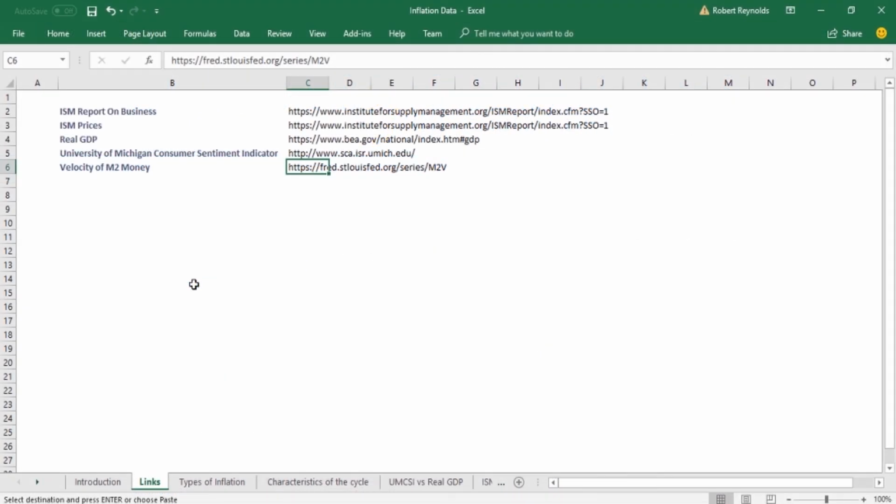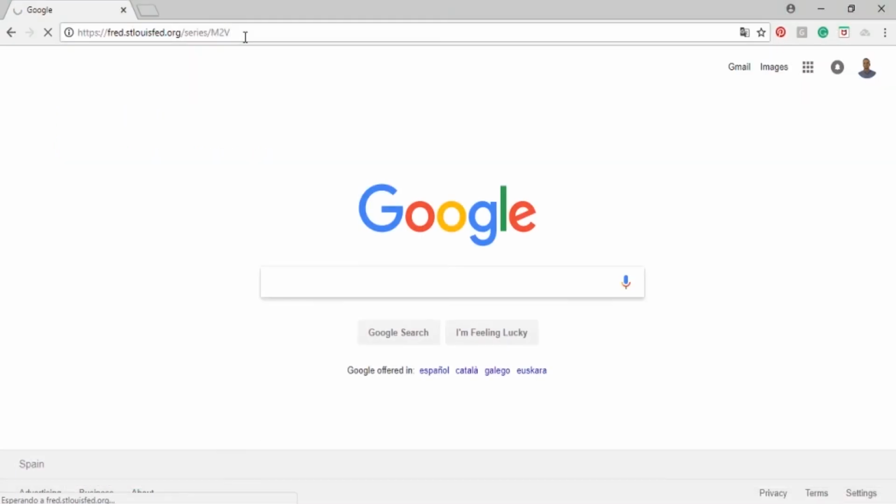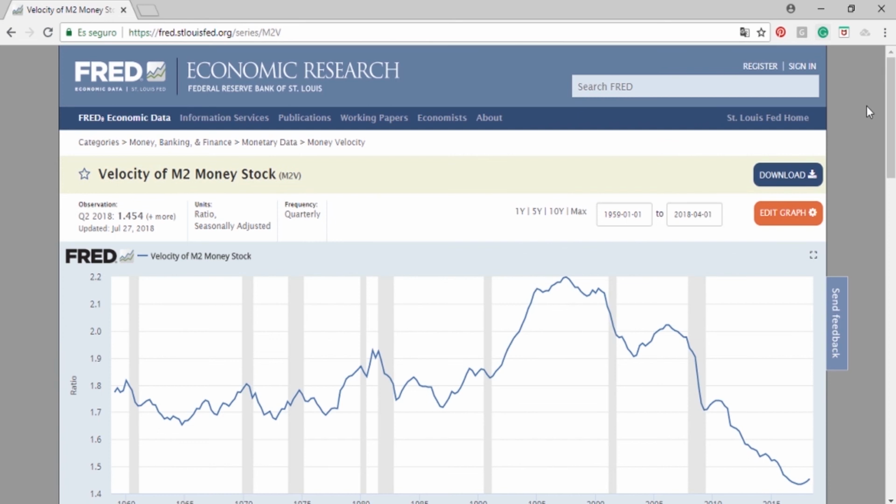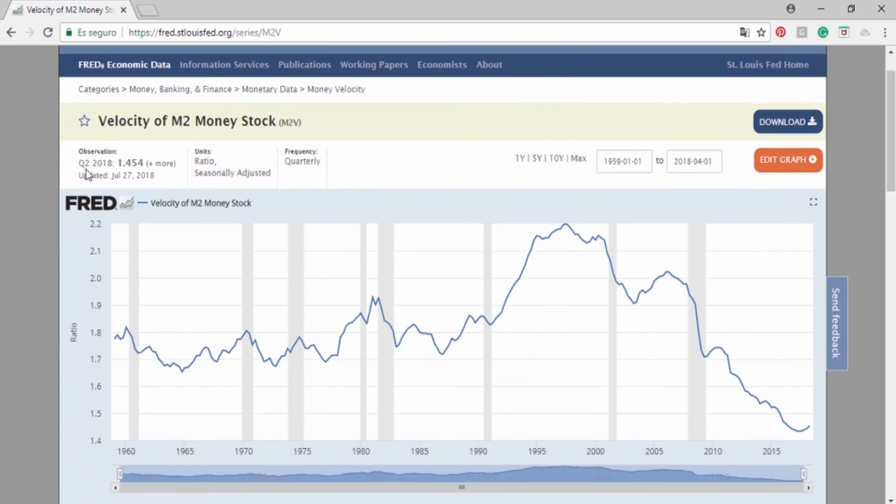And finally, the velocity of M2 money is on the St. Louis Fed page. So copy the link into the browser and it'll bring you to the St. Louis Fed page. This is a quarterly number. So it's typically at the end of each quarterly report. So end of July, next one will be October, then January. So it's something that doesn't need to be updated too often. The next time we're going to be updating this won't be till October.